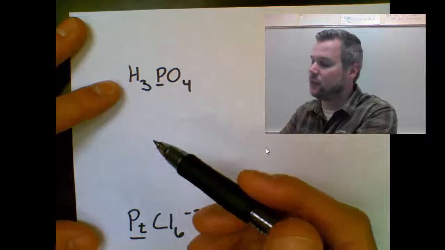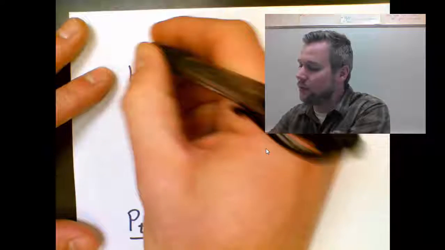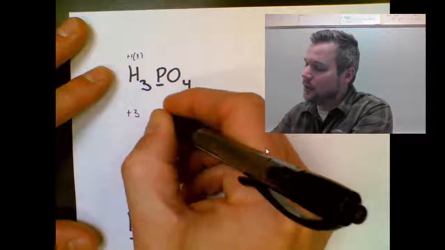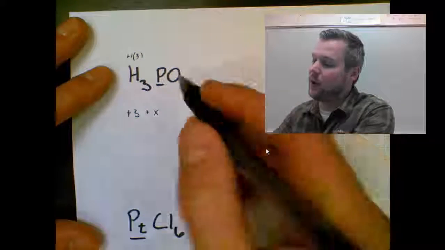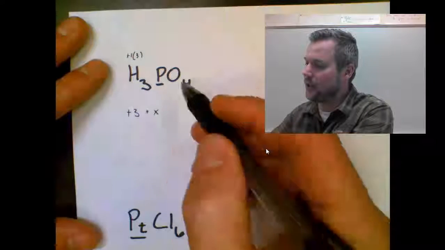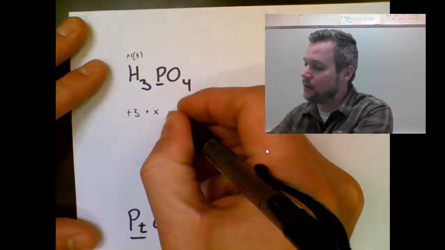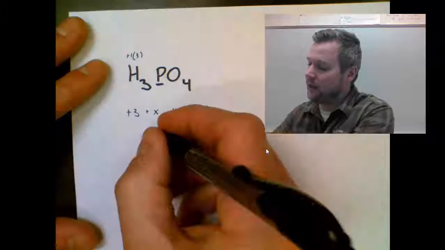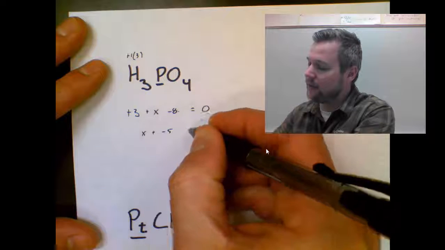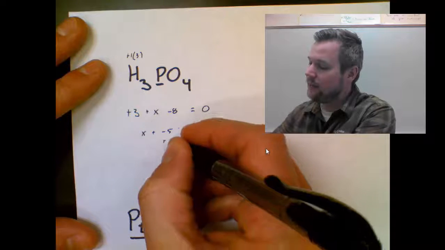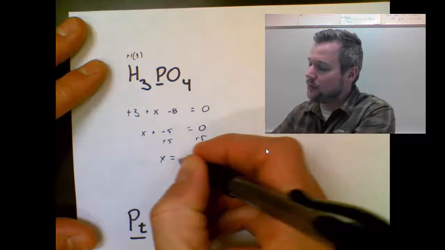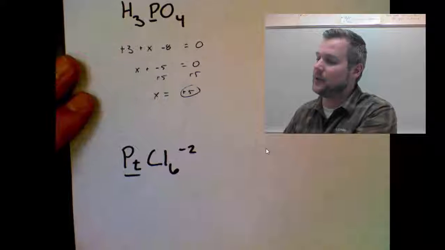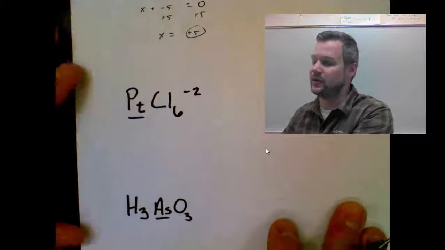Hydrogen's going to be +1 because it's in group 1 and it's on the left side of a formula. So +1 times 3 equals +3, plus x, we don't know that yet, and then O is equal to -2 times 4, so -8. And we know this whole thing needs to equal 0. So if you combine like terms, you have x plus -5 equals 0. So add 5, x equals +5. So the phosphorus in this compound happens to equal a +5 charge. That's the oxidation number you'd expect.